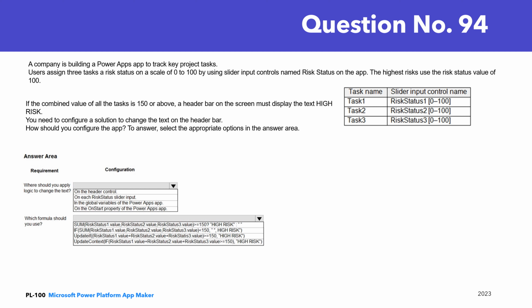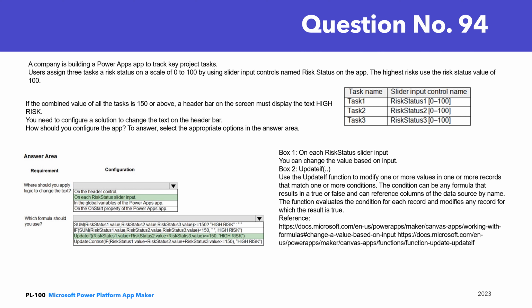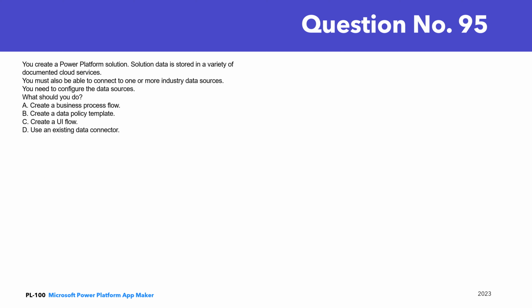How should you configure the app? To answer, select the appropriate options in the answer area. Where should you apply logic to change the text? On each risk status slider input. Which formula should you use? Update if risk status 1.value plus risk status 2.value plus risk status 3.value equals 150. High risk.